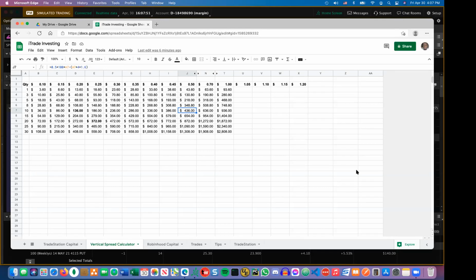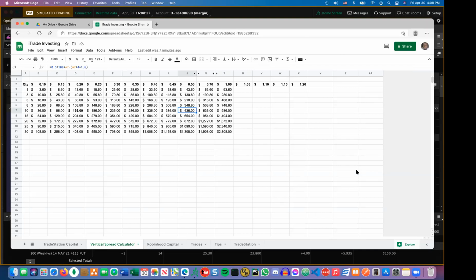Okay, got it. So this is just for verticals. Yeah, this is just for verticals, and this assumes that you don't let them go to expiration. You actually buy them back. And since I always buy back my verticals, I have locked in the cost of commissions and everything to buy it back. Okay. So if you don't buy them back, then you can change that 4 to a 2.